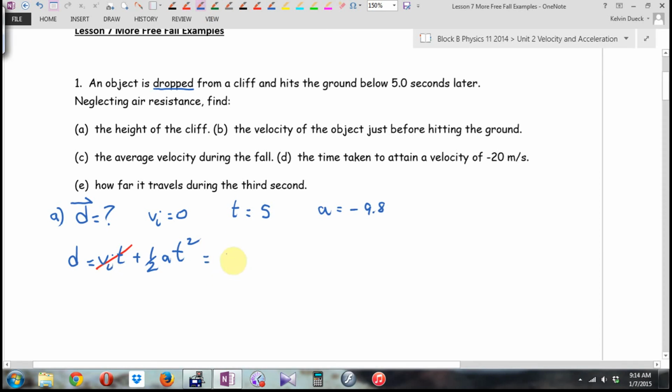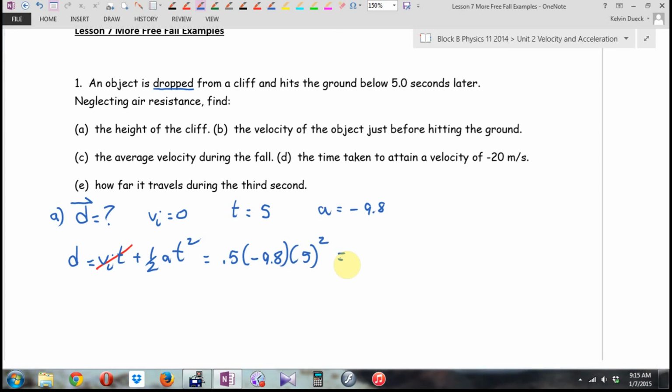It's going to be 0.5 times negative 9.8 times 5 squared. Do that one in your head, Mr. Okay, I think I can. Is it 122.5? Double check me. Negative? Sorry? Negative 122.5? Am I right? Had you tried typing it into your calculator? Oh, you're just looking over at his?